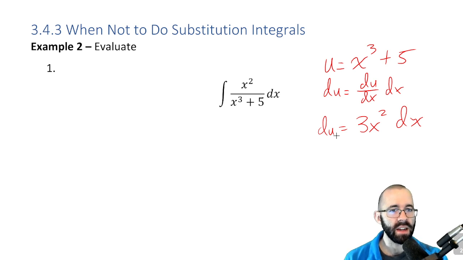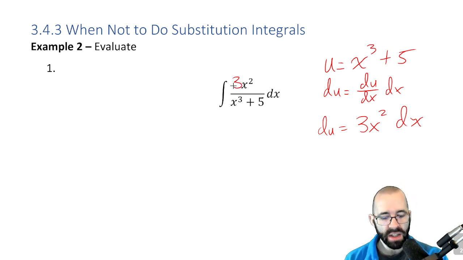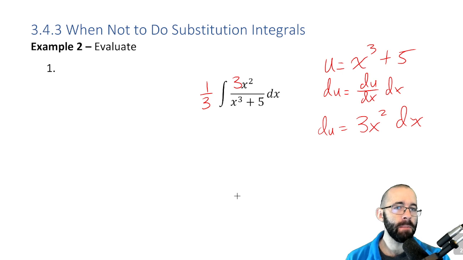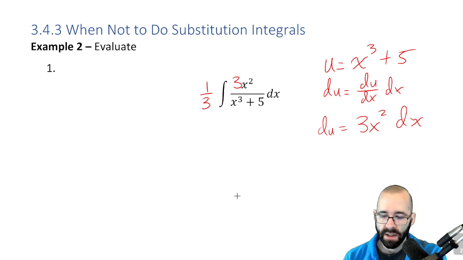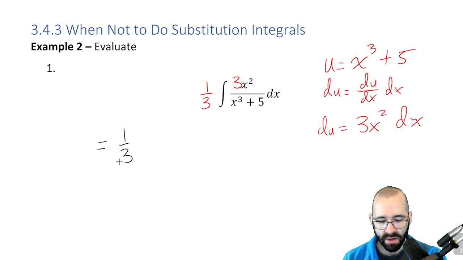Oh, that is almost really nice. All we need is a 3 here, and we get a du. Last time I compensated by just putting it out here, but usually we're going to compensate by multiplying the whole thing by a third. Multiplying by 3 and multiplying by a third, they cancel out. We haven't changed the problem. It's the same problem, just written a little differently. This is usually how we'll do it.